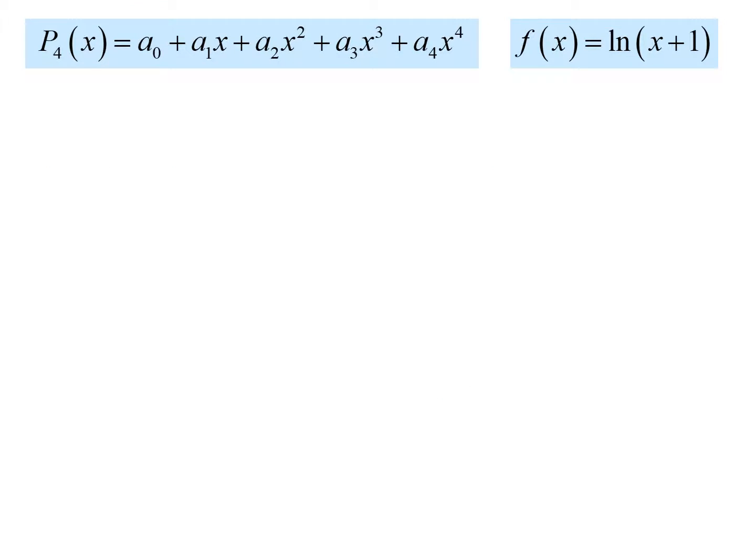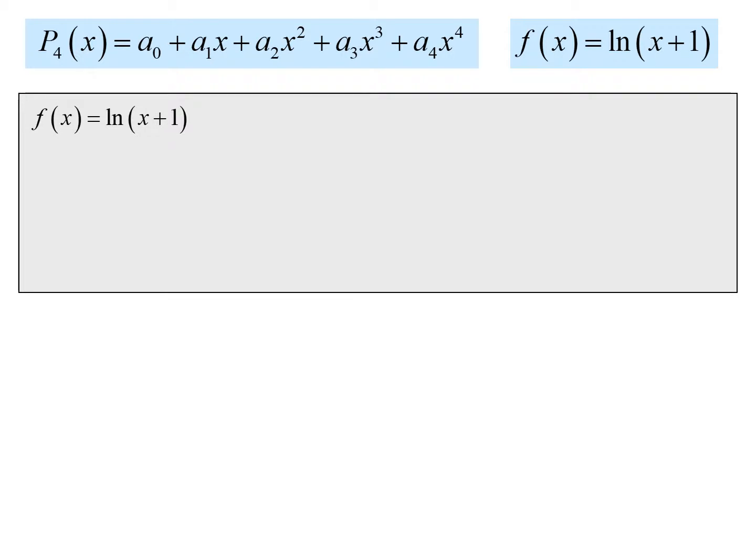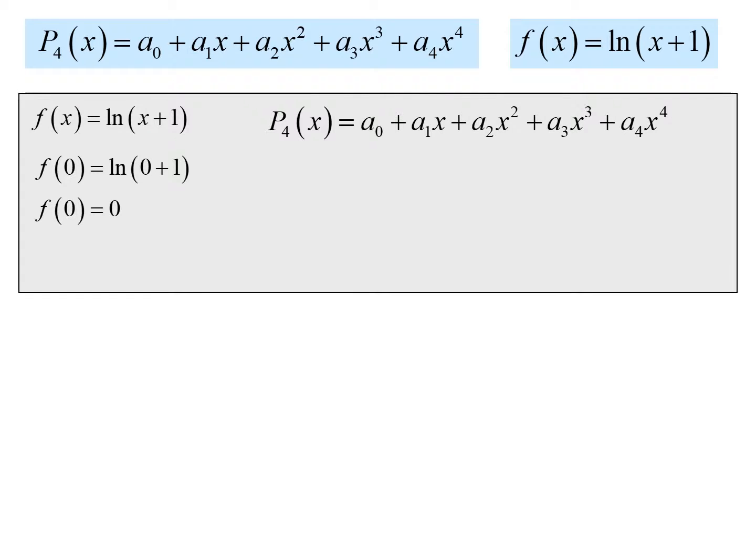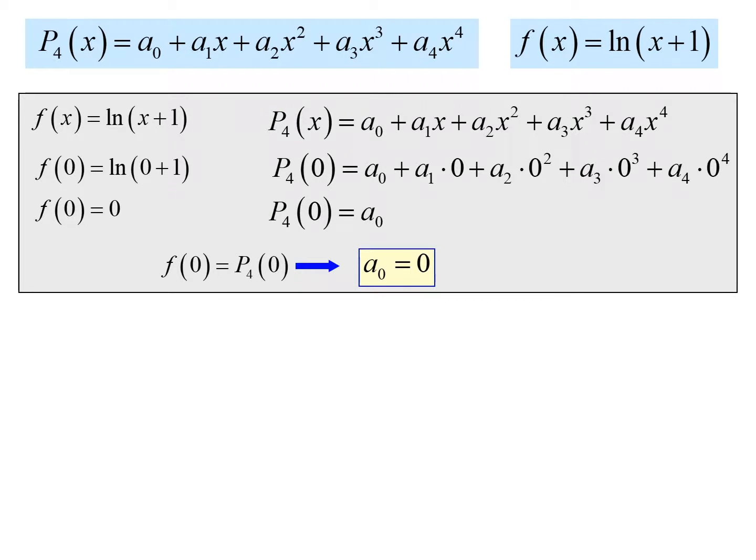Okay, so here's what we're starting with. We have the function natural log of x plus 1. We're trying to find the fourth degree polynomial that behaves like natural log of x plus 1. So first, we'll find f of 0, because we're trying to find this approximation starting at x equals 0. f of 0 equals 0, which means the polynomial should also be 0 when x equals 0. Well, if you replace all of those x's with 0, everything goes away except for a sub 0, which means if these two are equal, a sub 0 must equal 0.